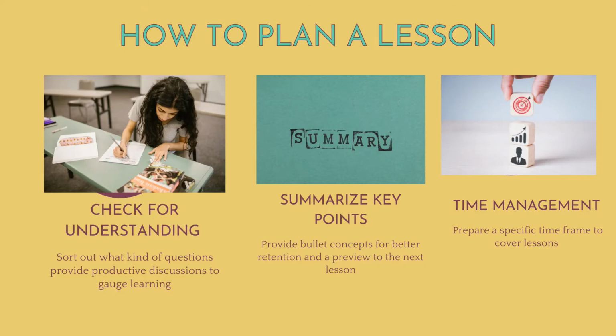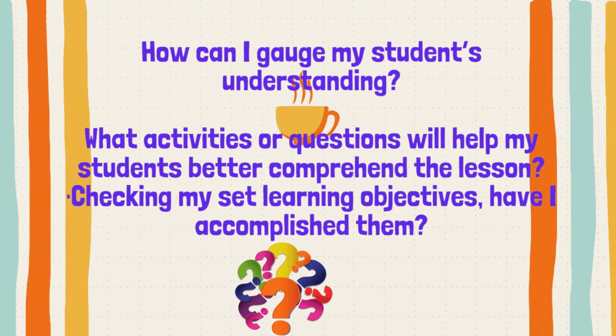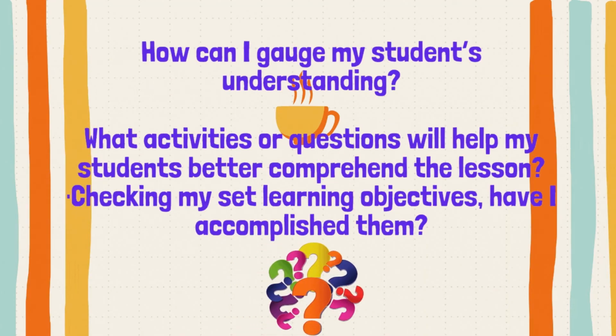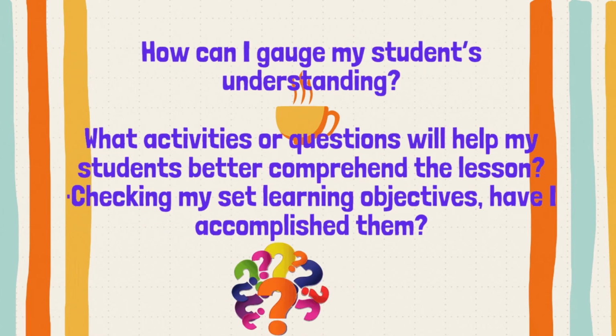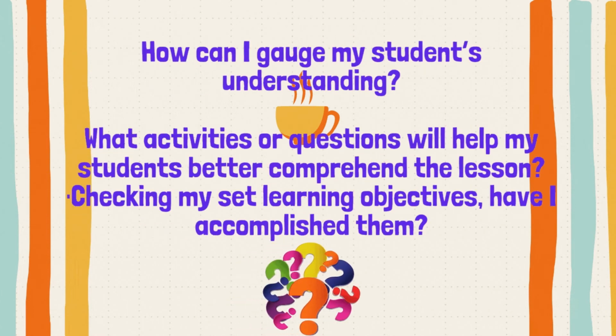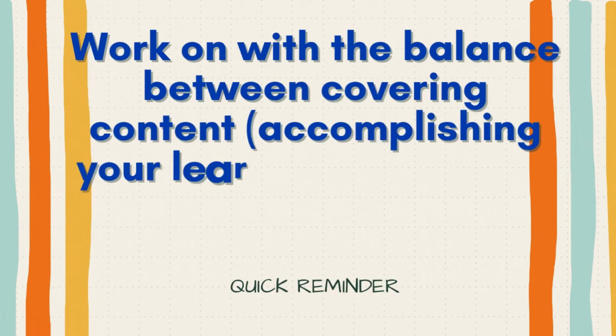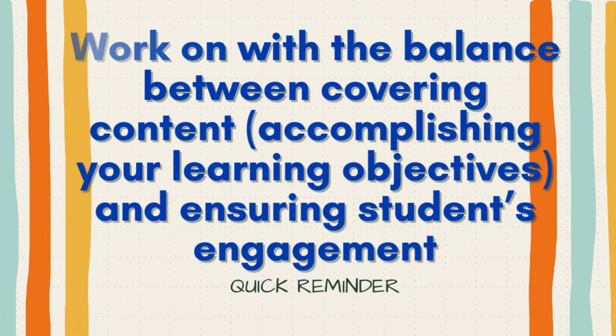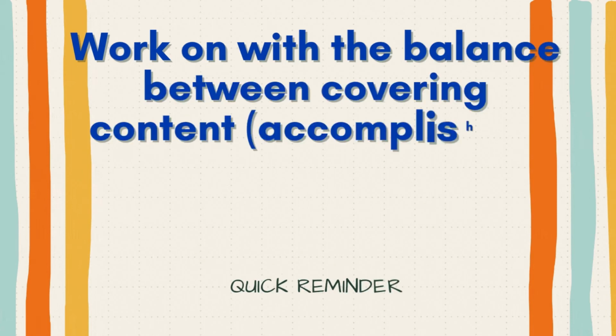4. Plan to check for understanding. Devise an activity or guide questions to gauge students' comprehension of the presented lesson. Start with listing possible questions which may be asked of you and situations which may generate better ideas from your students. How can I gauge my students' understanding? What activities or questions will help my students better comprehend the lesson? Checking my set learning objectives, have I accomplished them? Quick reminder. Work on the balance between covering content, accomplishing your learning objectives, and ensuring students' engagement.